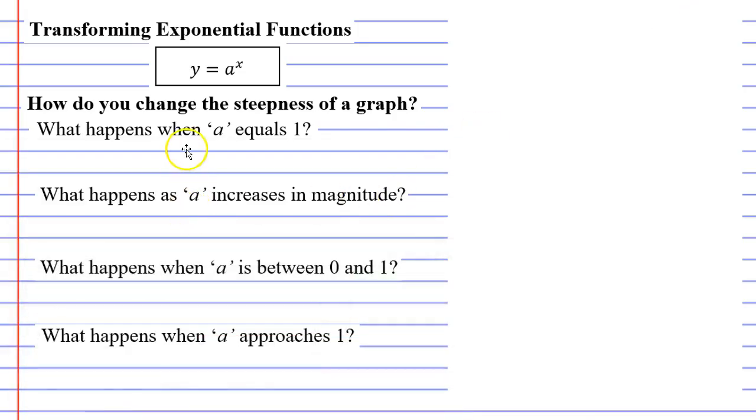So we'll go back to our slide here, and we'll make a little note to ourselves. When a equals 1, meaning we've got y equals 1 to the power of x, it makes a straight line. And we need to remember that y equals 1 to the power of x is not an exponential. Exponentials cannot be a straight line. So let's look at our next question here. It says, what happens as a increases in magnitude?